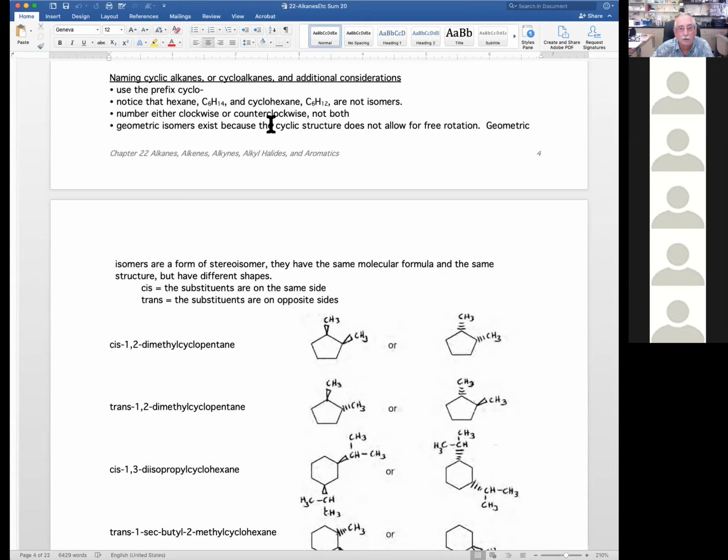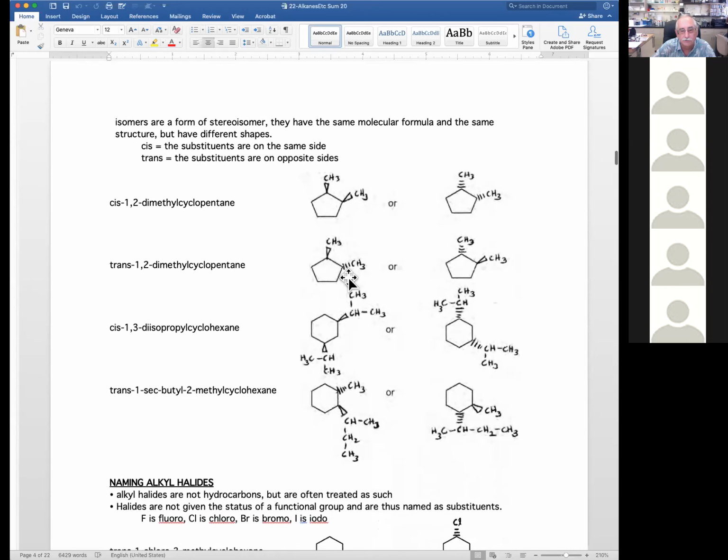And then we'll see that we're going to end up with what's called geometric isomers. These are a type of stereoisomer. They have the same molecular formula, same structural formula, but they have different shapes. Cis means the substituents are on the same side. Trans means that the substituents are on opposite sides. So let's just go through these names.